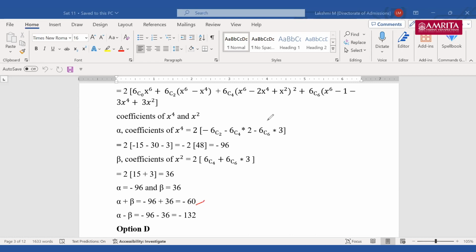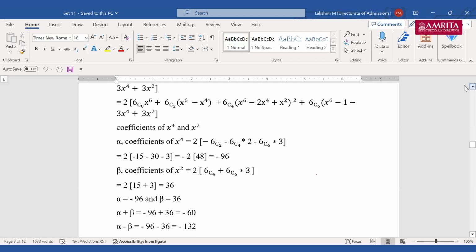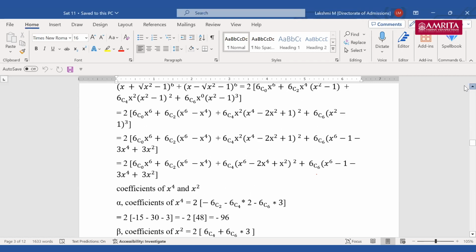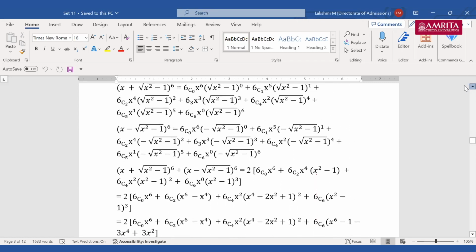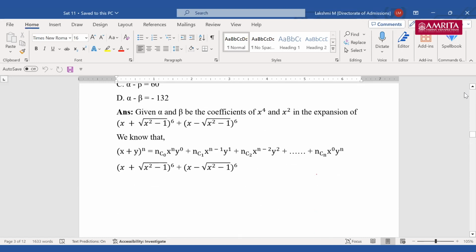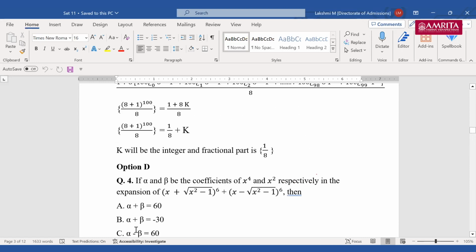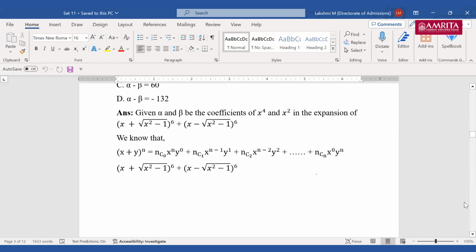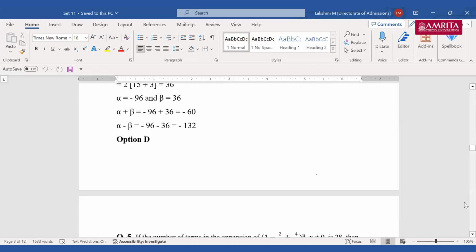Lot of you have given me, I hope the screen is still visible. Most of you have given me one option, that's alpha plus beta equal to 60, but it was minus 60. So when it comes to this, a sign is very, very important. You need to be really careful. The second one is alpha minus beta, which is minus 96 minus 36, which is minus 132. I think there are a lot of students who have opted for option D for this question, and that is the correct answer. I hope this question is clear.